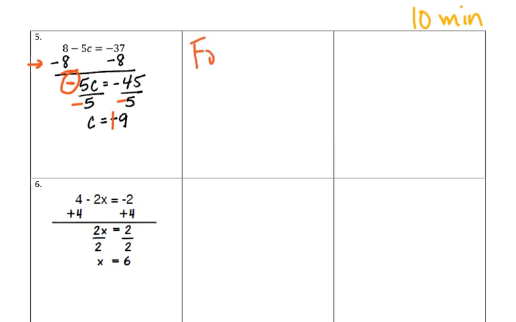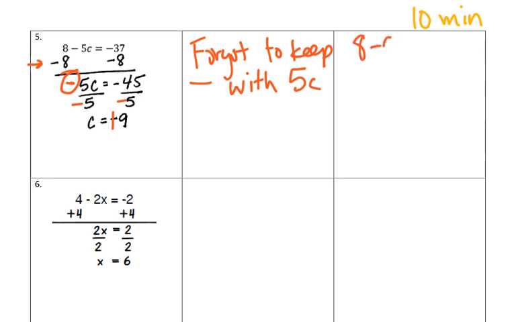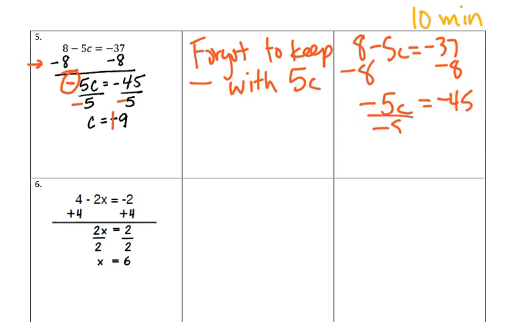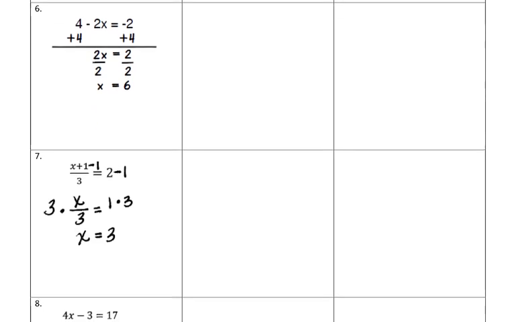So, what did they do? They forgot to keep the minus with 5c. Okay? So, our answer would look like this. Started out the same way. Then we keep that negative 5c, right there. And then we can divide by negative 5 on both sides, giving us c equals a positive 9. Alright, so that was number 5.